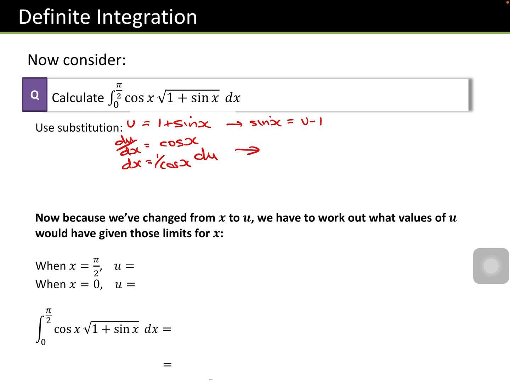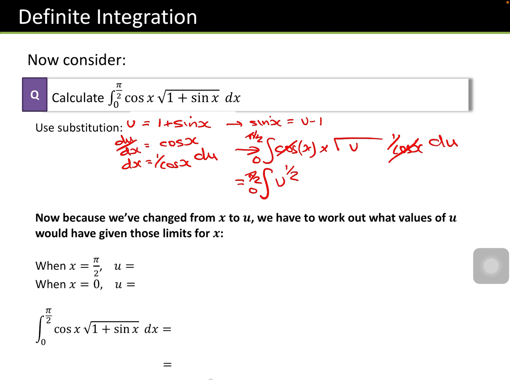So we end up with our integral between pi over 2 and 0. Cos x we leave as is, times by 1 plus sine x, which is u. dx is 1 over cos x du. Our cos x's cancel. So we just end up with an integral between pi over 2 and u of u to the half.